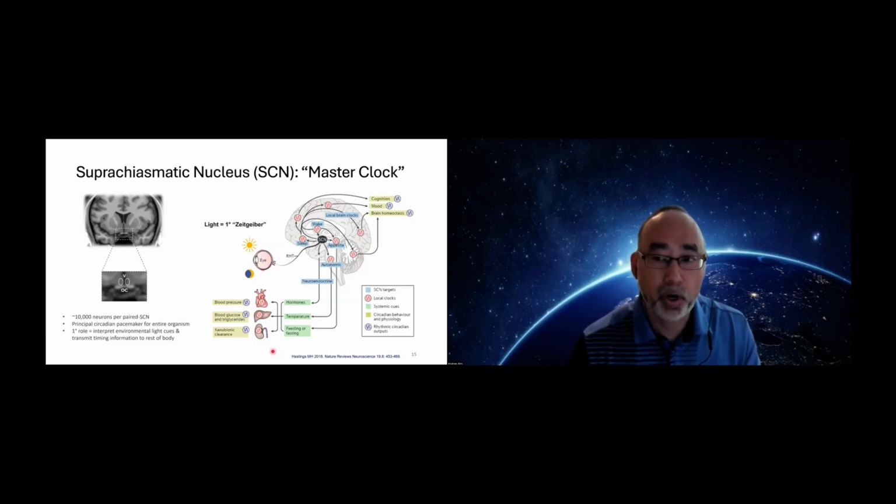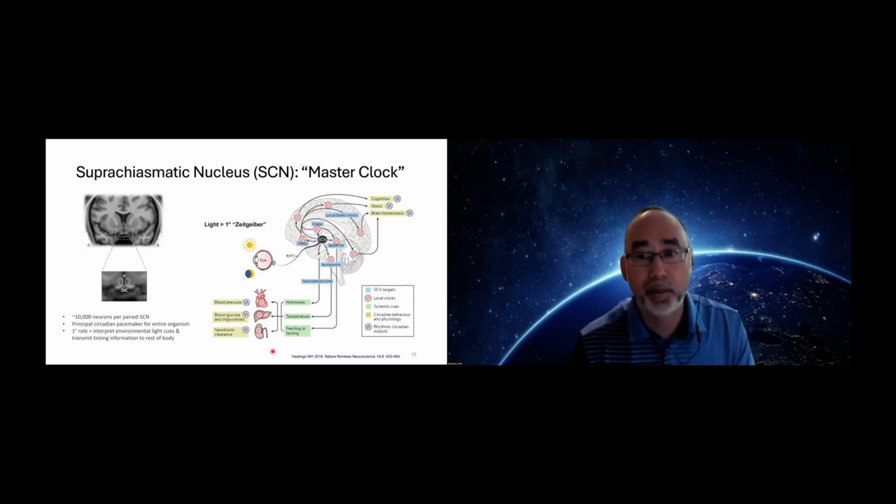Now, the SCN is part of the anterior hypothalamus, and it's considered necessary. So if you damage the SCN, either by ablation or tumors, this disrupts the circadian rhythm for the whole body. And it is also considered sufficient for the circadian rhythm, because if you transplant an SCN from one organism to the one that had the ablated SCN, this restores the rhythms to that animal as well.